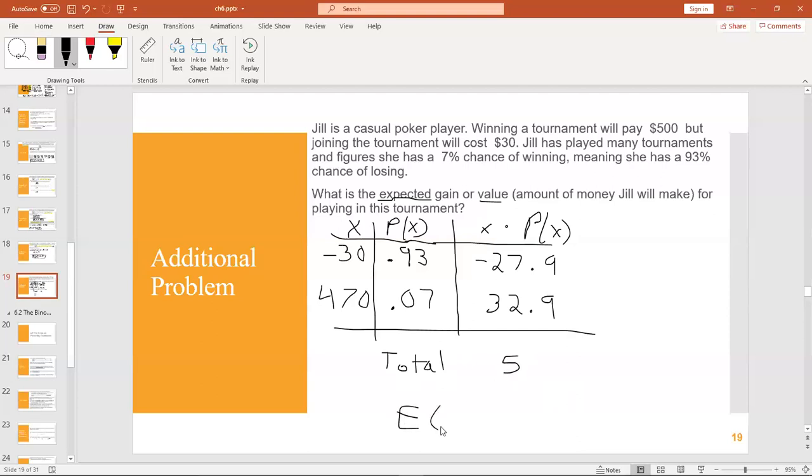Compared to the other guy where his expected winnings were negative, meaning he'd be losing money, our friend Jill here, on average, is going to be making like $5 every poker tournament she plays. So, not such a bad thing. She might want to go into higher stakes pots maybe to make it worthwhile. But hey, there you go.